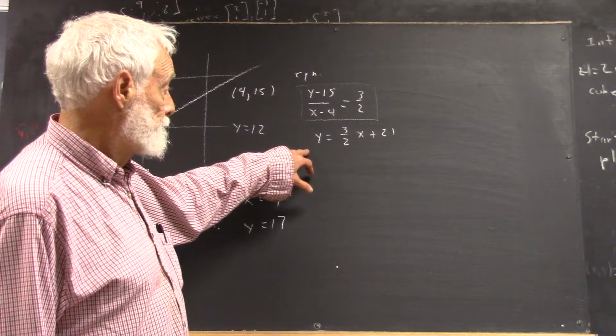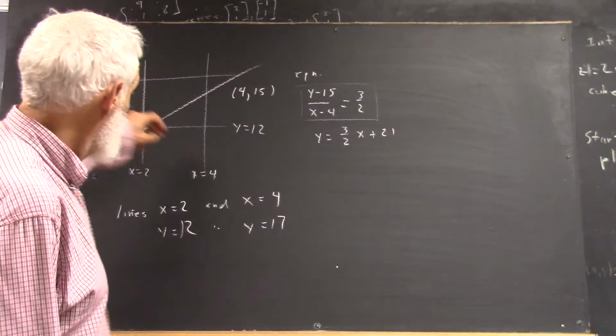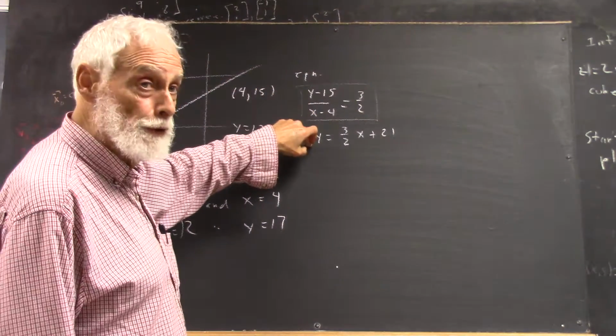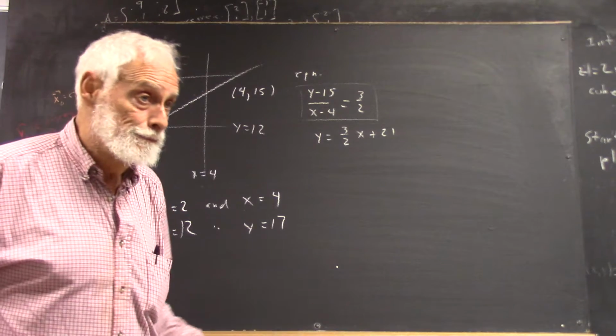Okay. Make sense? So, estimate 2 points, get the equation of the straight line. Any big deal? Shouldn't be.